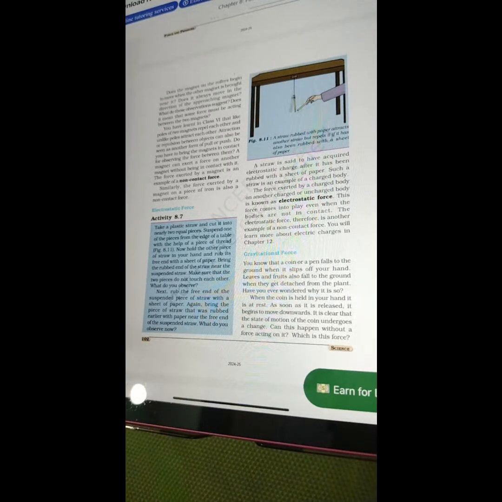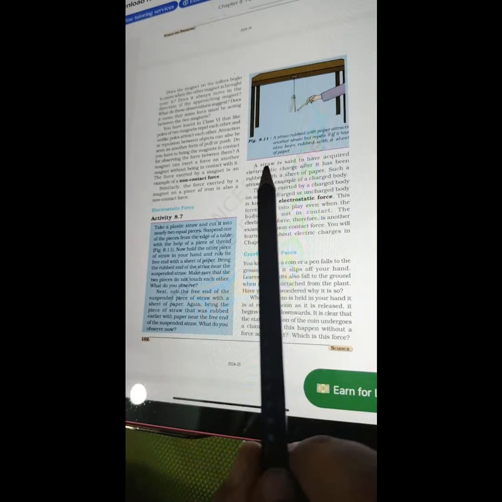What do you observe? Next, rub the free end of the suspended piece of straw with a sheet of paper. Again, bring the piece of straw that was rubbed earlier with paper near the free end of the suspended straw. What do you observe now?